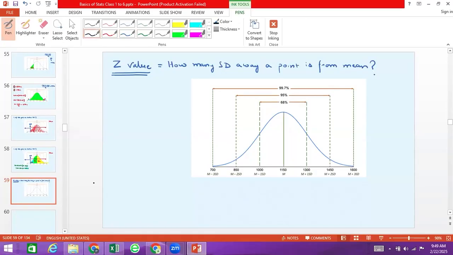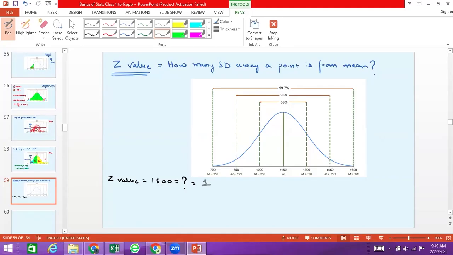Now, if I ask you, what is the Z value of 1300? One standard deviation away. Very nice. We need not say standard deviation because that is by default, that is the definition of Z value. If I say 1, it means that 1300 is one standard deviation away from the mean.